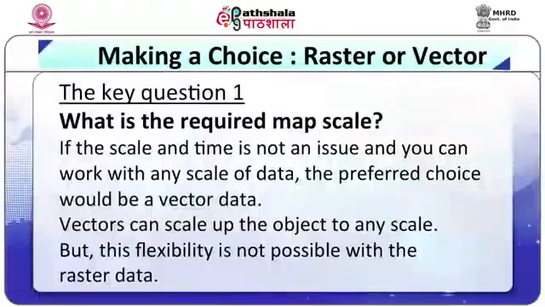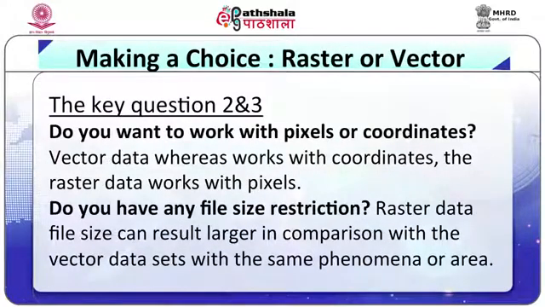Number one, what is the required map scale? If the scale and the time is not an issue and you can work with any scale of data, the preferred choice would be vector data, right? Vectors can scale up the object to any scale, but this flexibility is not possible with the raster data, right? So, depends on scale. Number two, do you want to work with pixels or coordinates? Make a choice. Vector data work with coordinates, the raster data work with pixels. So, it depends on what you want to use.